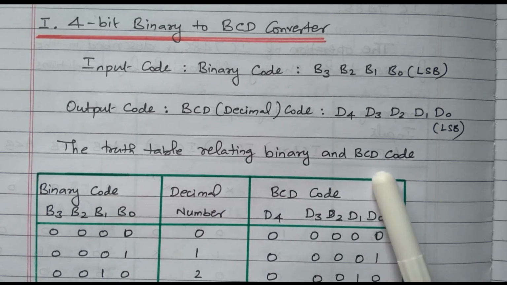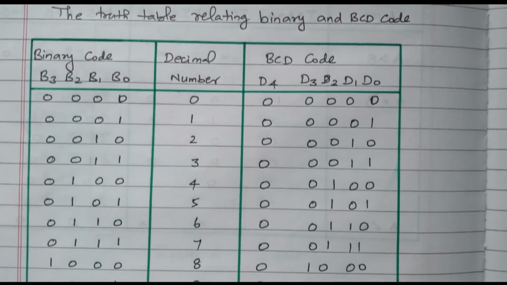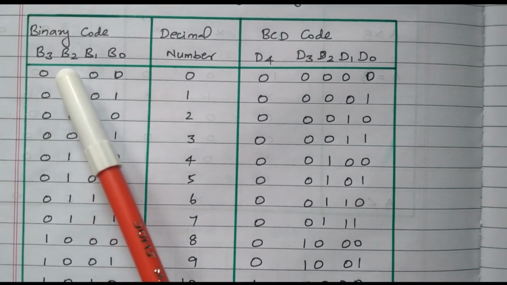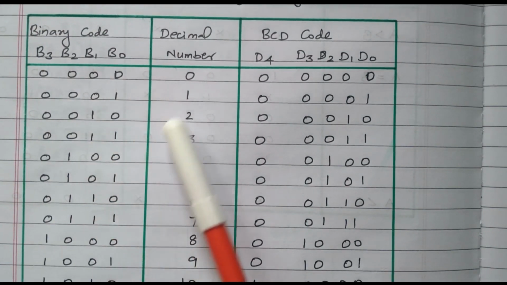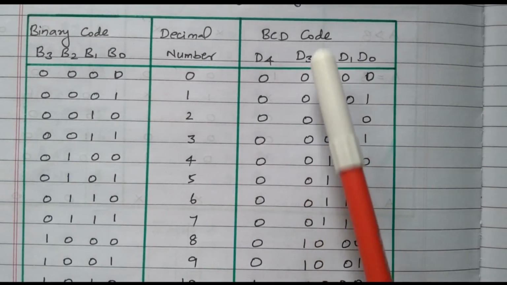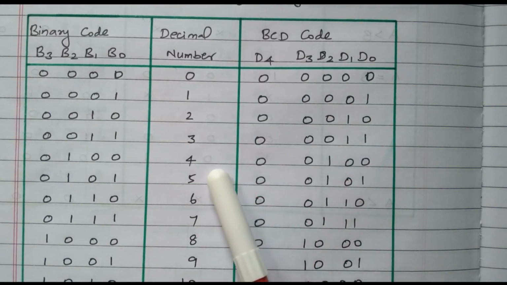Right? Now we will see the truth table relating binary and BCD. Binary is the input and BCD is the output, right? So the binary code is represented by the names B3, B2, B1, B0. This is the equivalent decimal number. This is the BCD code D0, D1, D2, D3. The D4 indicates how many digits are available.